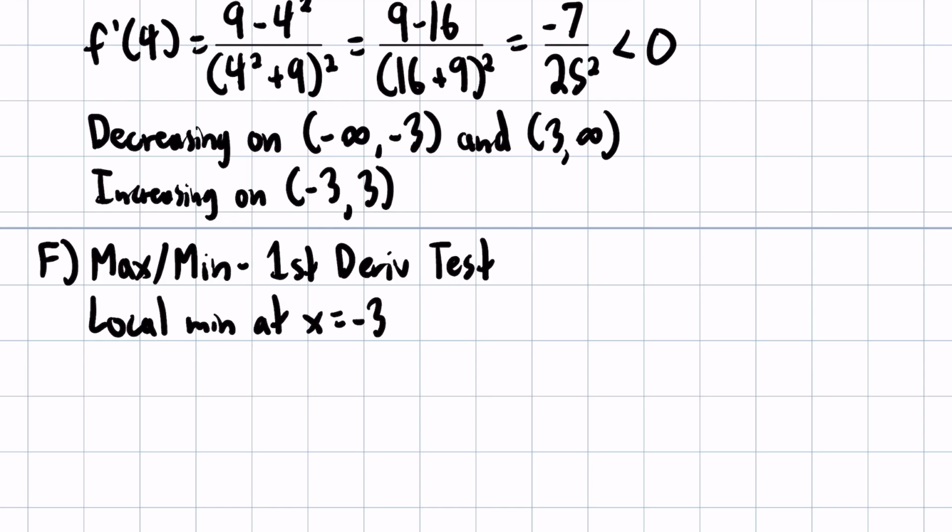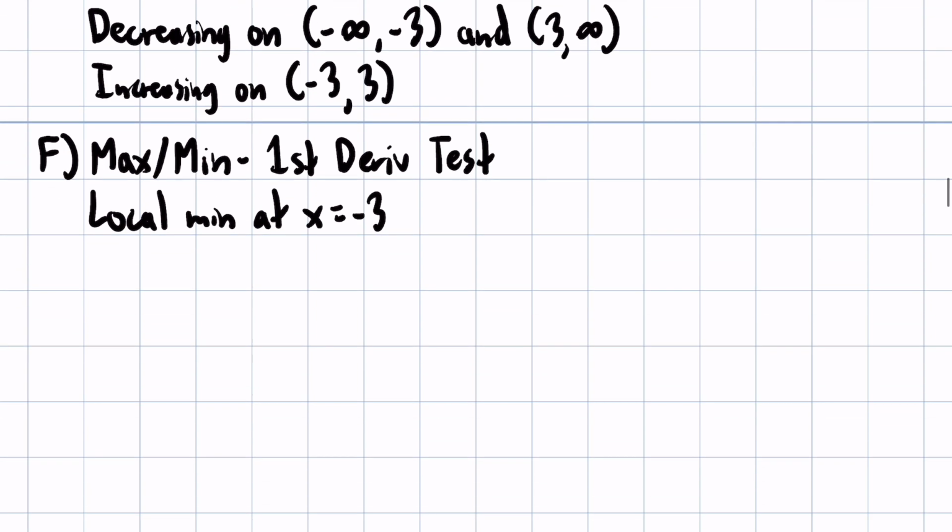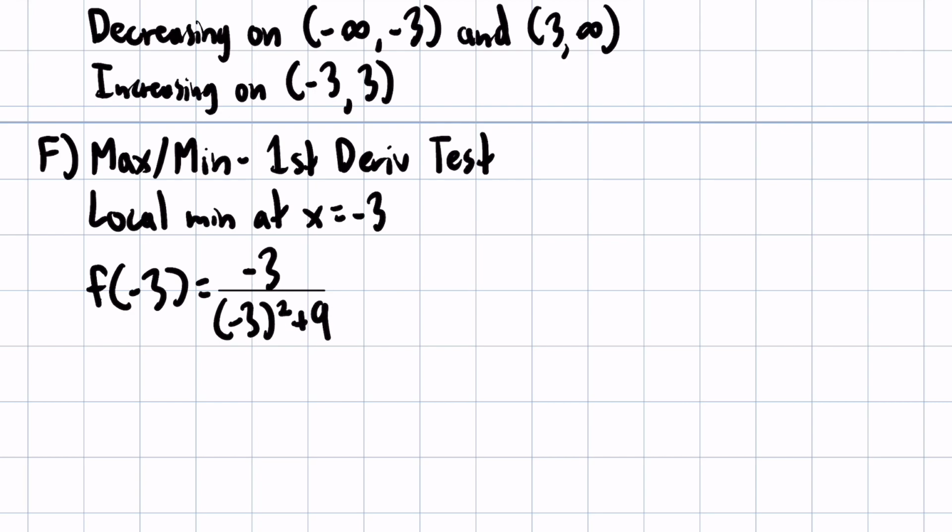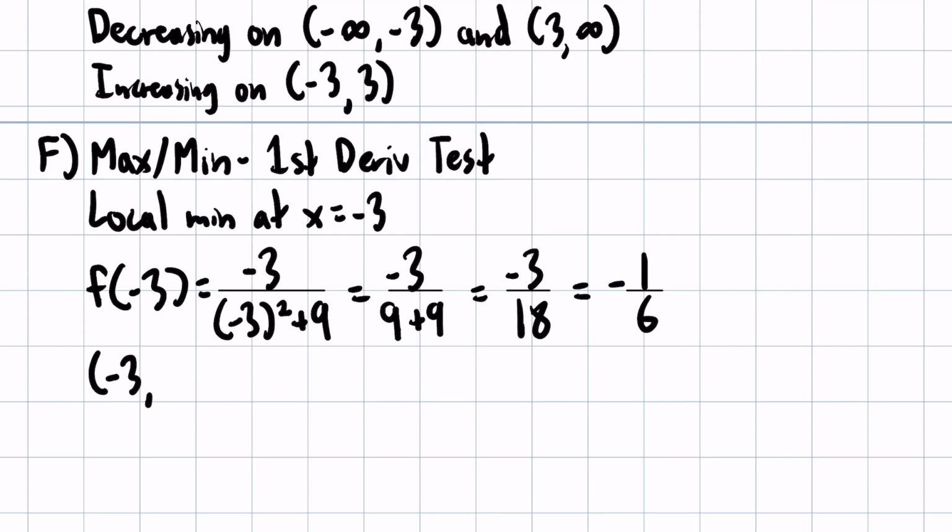And just for graphing purposes, I want to actually know the value at that point. So I'll find f of negative 3, which is negative 3 over negative 3 squared plus 9. That's negative 3 over 9 plus 9. Negative 3 over 18. That's negative 1/6. So our local minimum is at the point negative 3, negative 1/6.